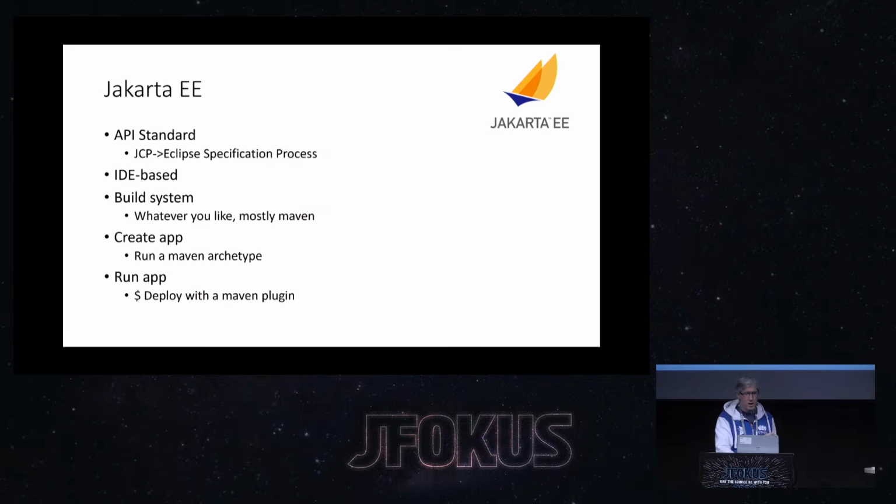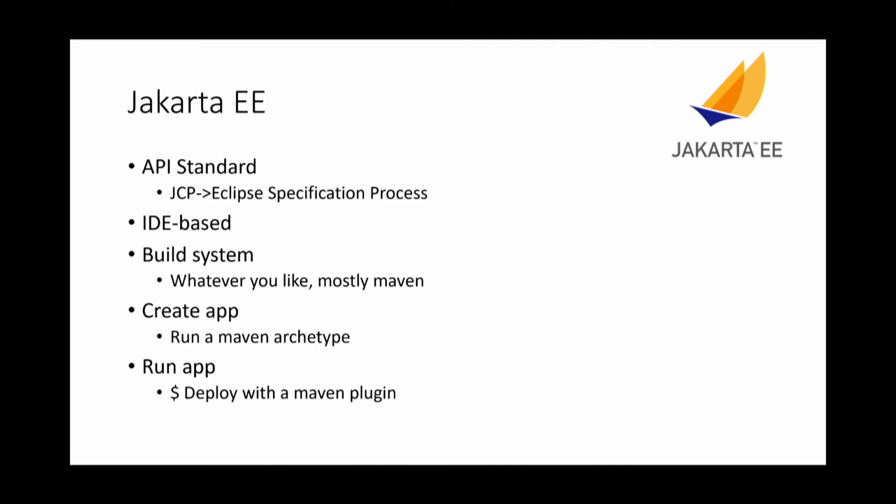So here's first Jakarta EE. The API is based on JCP and then now the Eclipse specification process. In contrast to many of the newer style frameworks, it's definitely IDE based. You don't really see people doing too much Java EE development on the command line where they type this and now the thing's deployed, and type some more stuff and other stuff's deployed. It's designed from a world where you deploy stuff from your IDE with plugins and such.